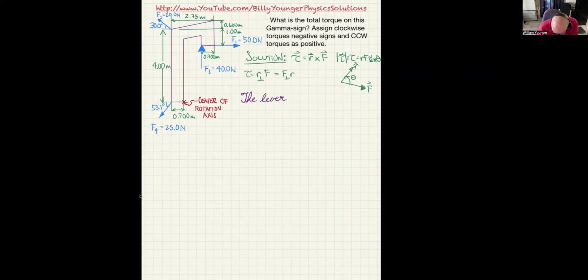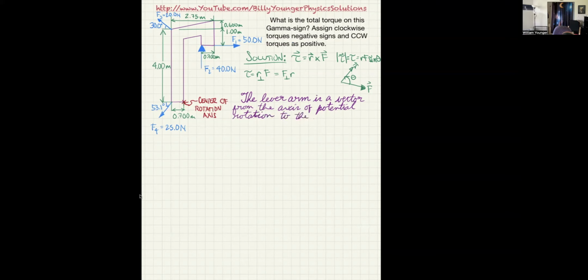The lever arm is a vector from the axis of, I say axis of potential rotation, to the point of application of the force. So that's the key thing to know. Now we can continue with our solution.